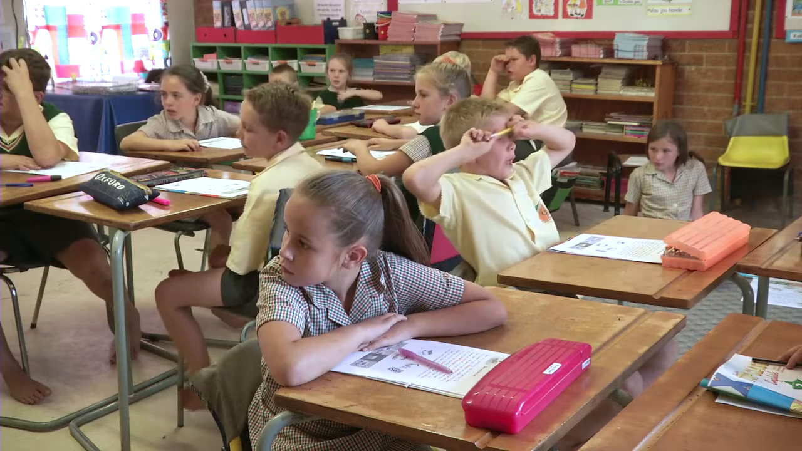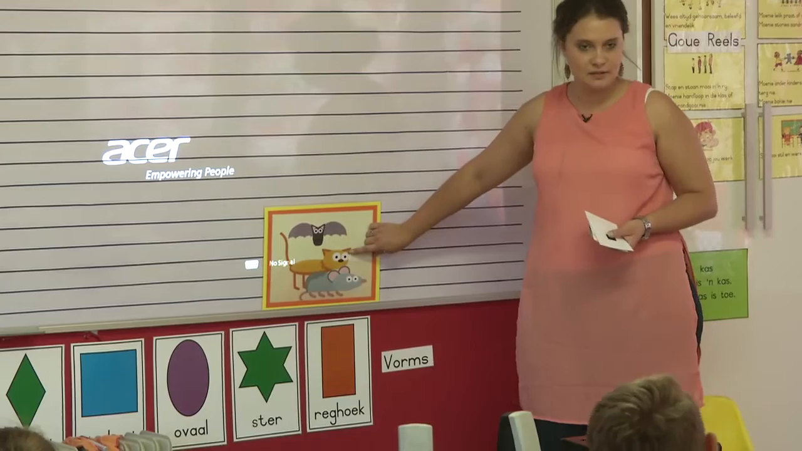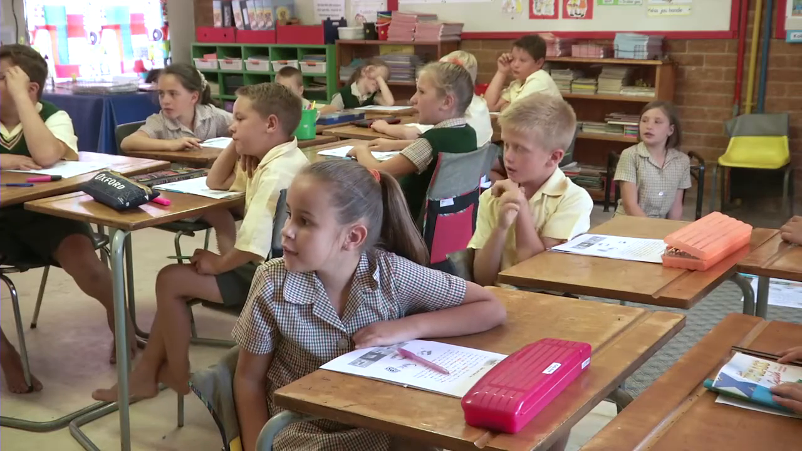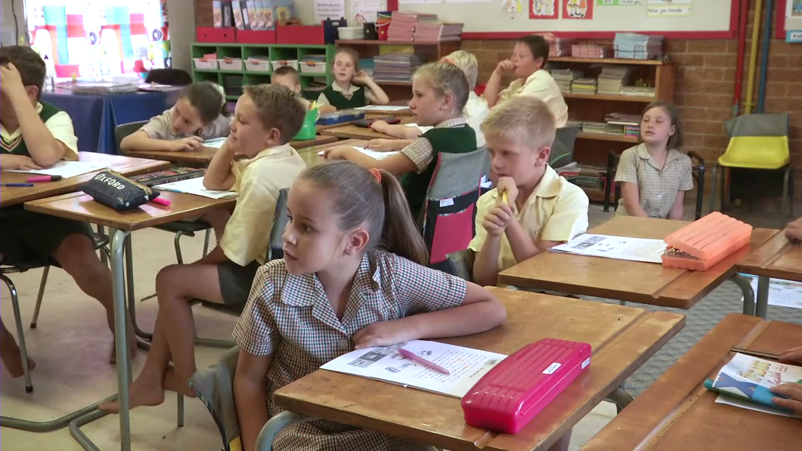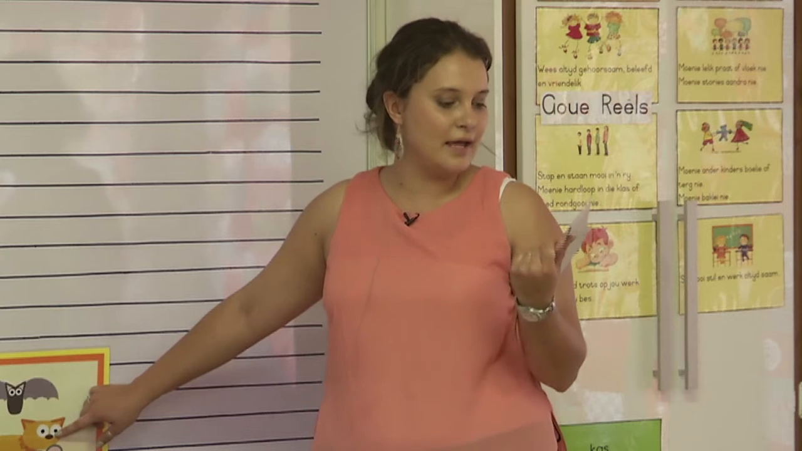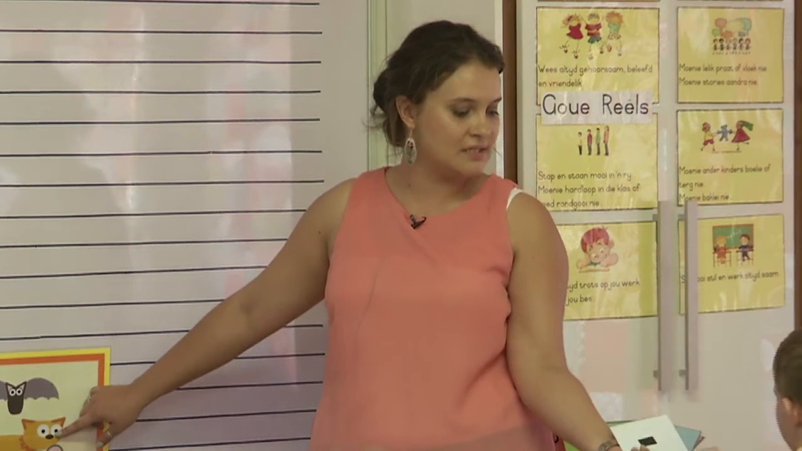Fantastic. Okay, let's see. So the bat is where? On top of the cat. The rat is? In front of. The cat is what? Behind the rat. Great. Now I want one of each group to come and get a block of cheese.